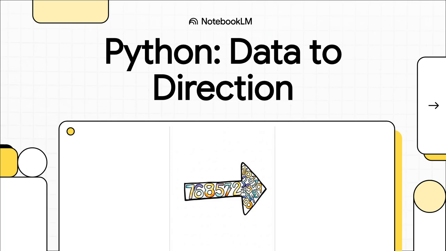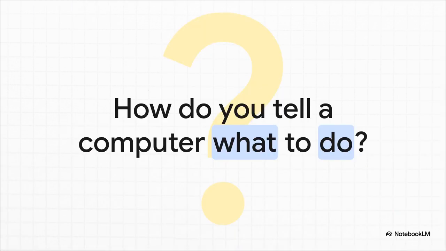Have you ever just looked at a few lines of code and wondered, how on earth does that tell a machine what to do? Well, today, we're going to pull back the curtain on all that. We're going to demystify the basic building blocks of programming using one of the most popular languages out there, Python. So get ready. We're going to go from simple little bits of data all the way to giving a computer some pretty intelligent direction. It really all boils down to this one simple question.